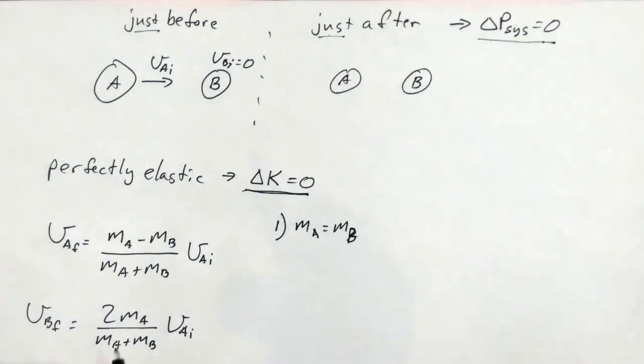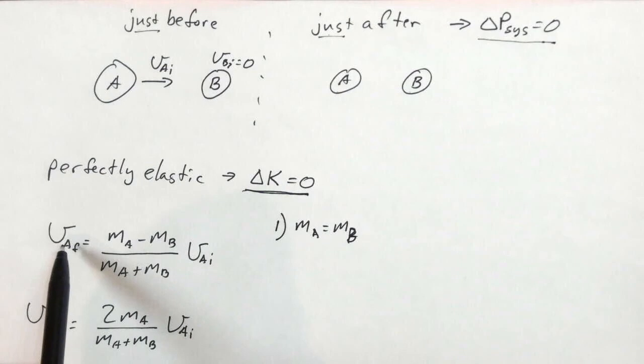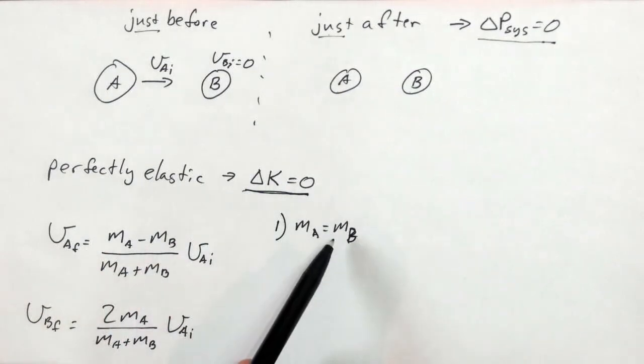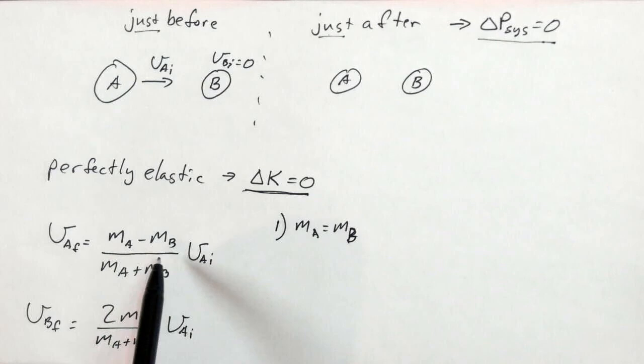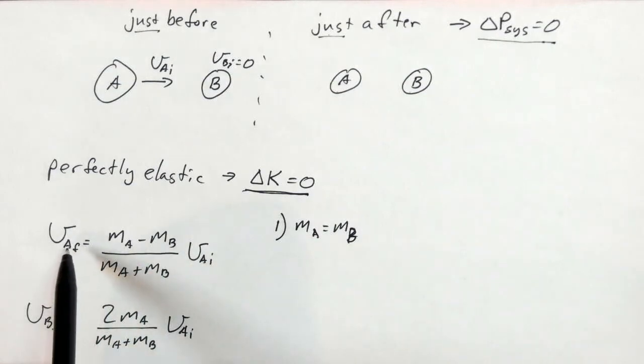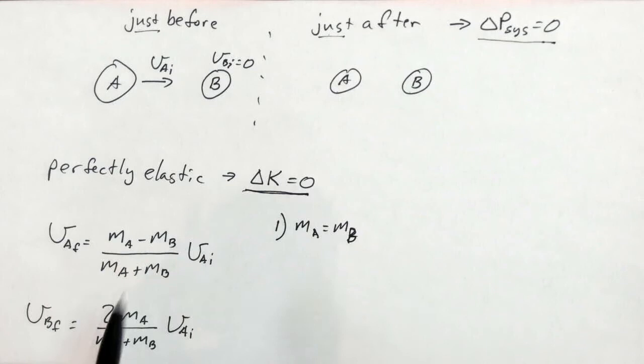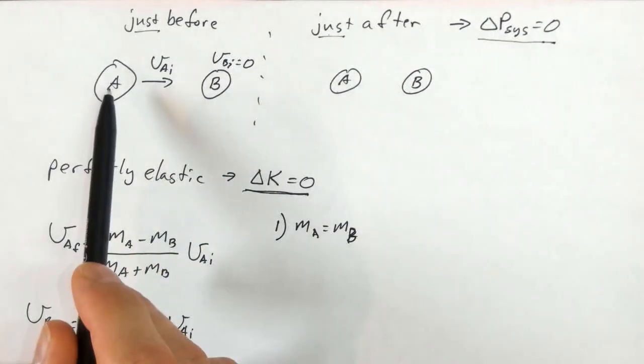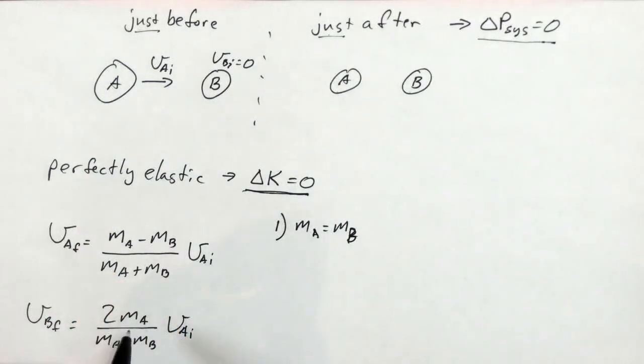Do the equations give that? So let's look here. The velocity of A, if MA equals MB, then MA minus MB is 0, and yep, the final velocity of A is 0. That's just what we guessed from intuition. Well, what about the final velocity for B? We said that it was going to move forward with about the velocity of VA. And so if MA equals MB, then we have 2 times MA over MA plus MA, which is 2MA. These cancel, leaving us 1, and I have VB final equals VA initial. So it's true. It matches correctly.